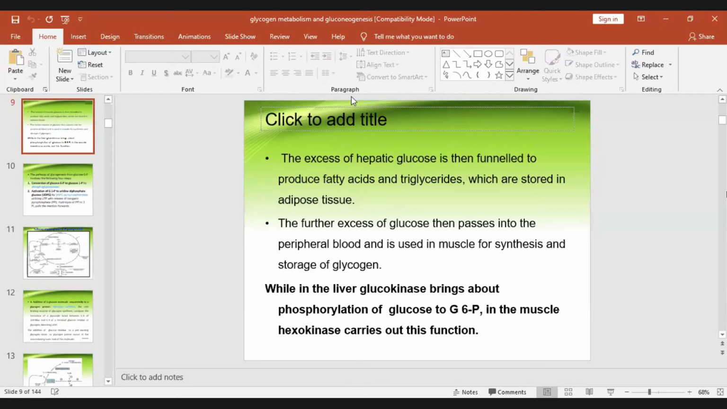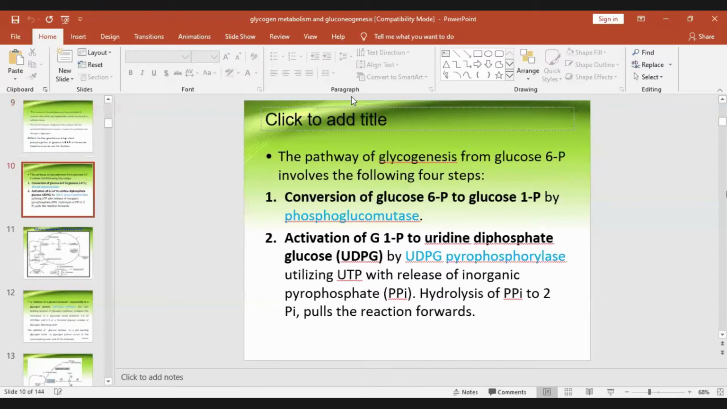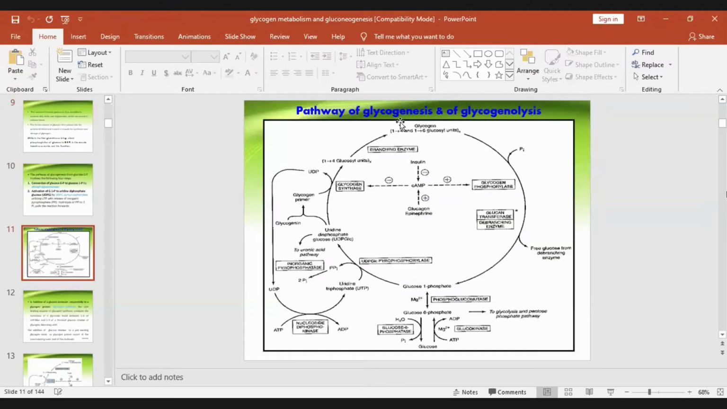So with the action of glucokinase, the liver converts glucose to glucose 6-phosphate, whereas in the muscle, it is hexokinase only, there is no other alternative. So in the muscle it's hexokinase, whereas in the liver the special enzyme glucokinase converts glucose to glucose 6-phosphate for glycogenesis. And then subsequently you have seen that 4 more steps will be required. So this is glucokinase converting it to glucose 6-phosphate.